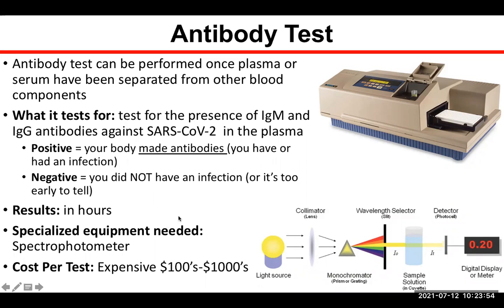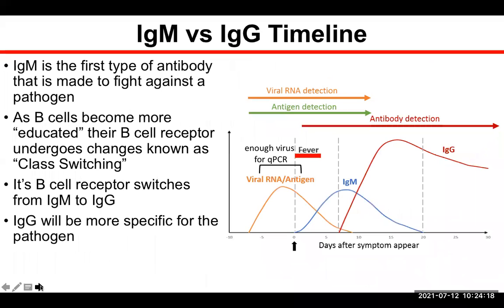The cost of this can be pretty pricey. I think I mentioned in one of the other lectures that a lot of insurances do not cover this. And so just trying to send your blood sample out to see if you have IgG or IgM present can range from hundreds to a couple thousand dollars. So a lot of people don't end up doing this test.